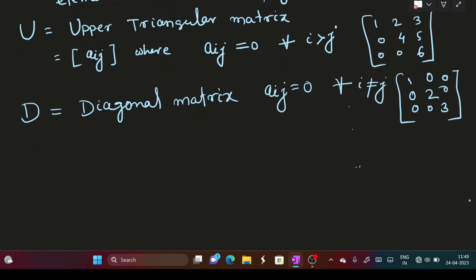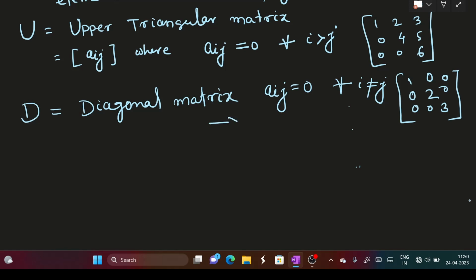Similarly, a diagonal matrix means all the non-diagonal elements are 0. Whether the diagonal elements can take 0 value or not? Yes, diagonal elements may take 0 value or may not take 0 value. No restrictions are there on the diagonal elements.